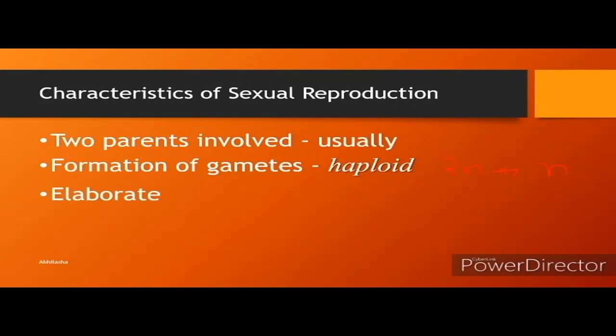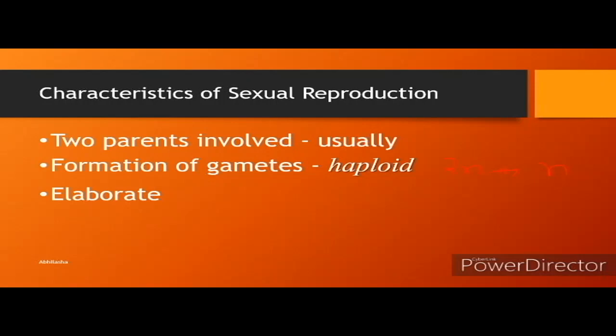But again, we come to an exception. There are cases where formation of gametes may not be preceded by meiosis. I'll give you a hint. Do you recall alternation of generation from the previous year? I would like you to revisit that topic, go through it again and find out cases where the haploid gametes are formed, but the formation of gametes is not preceded by meiosis. What would that special case be?